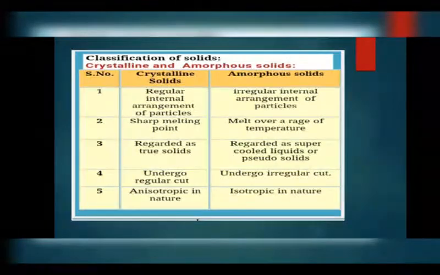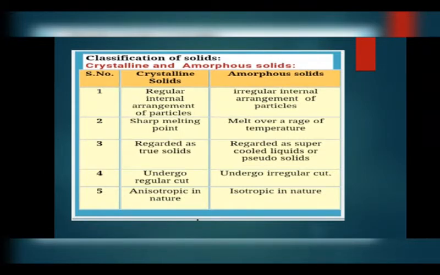All crystalline solids have sharp melting point, whereas amorphous solids melt over a range of temperature. Third one is crystalline solids are regarded as true solids. Amorphous solids are regarded as supercooled liquids or pseudo solids.